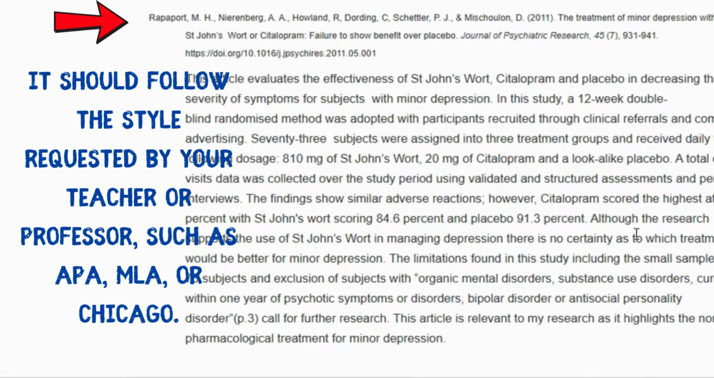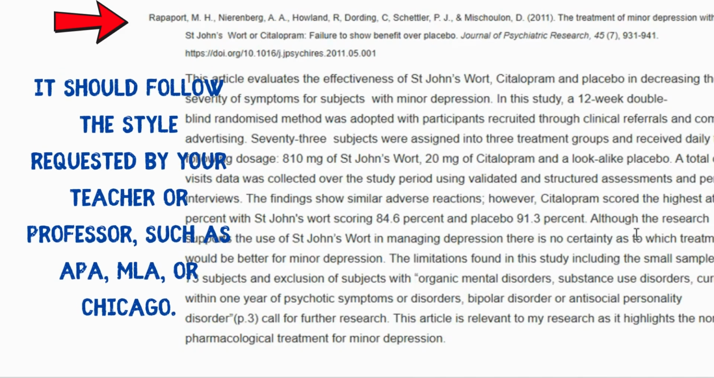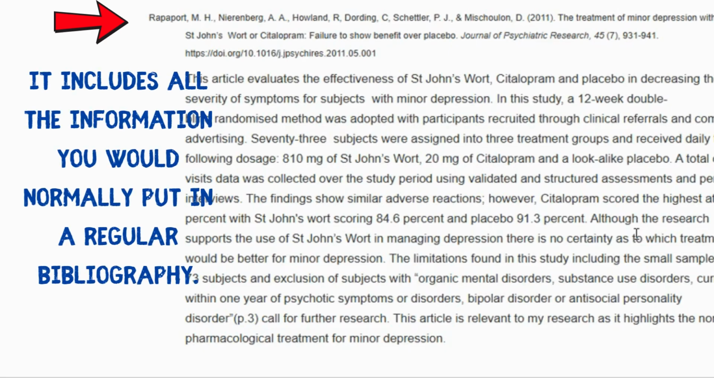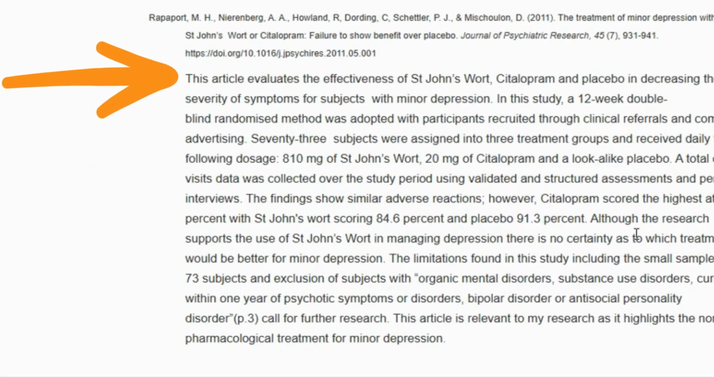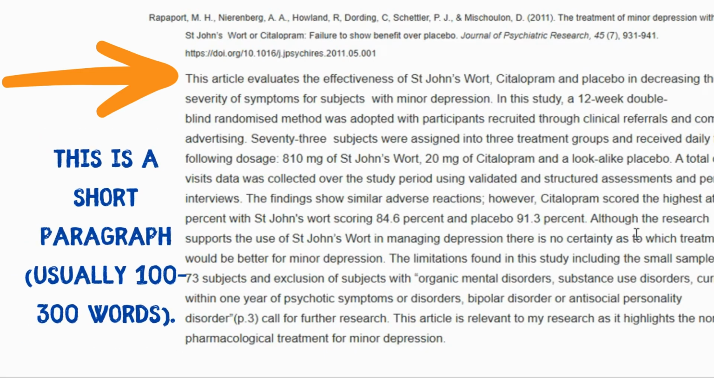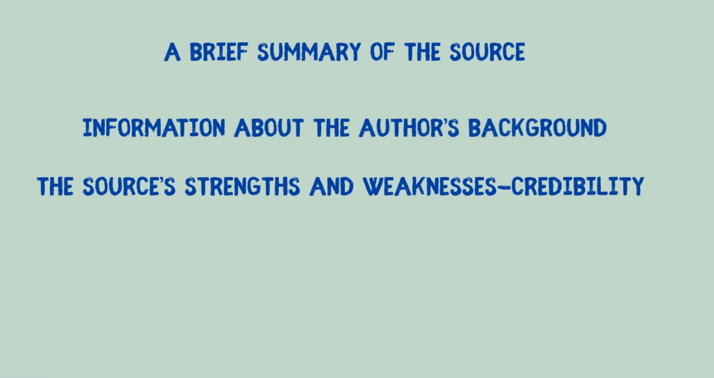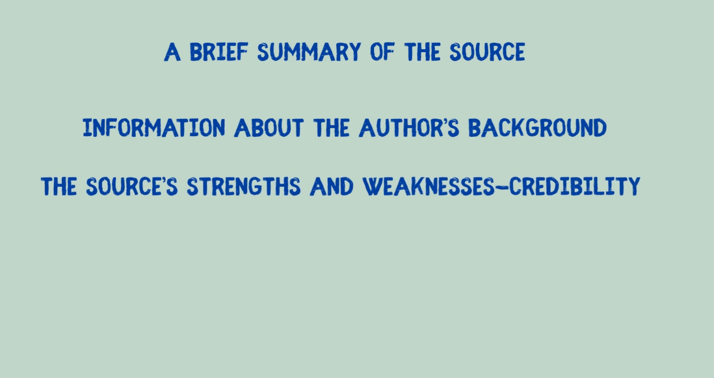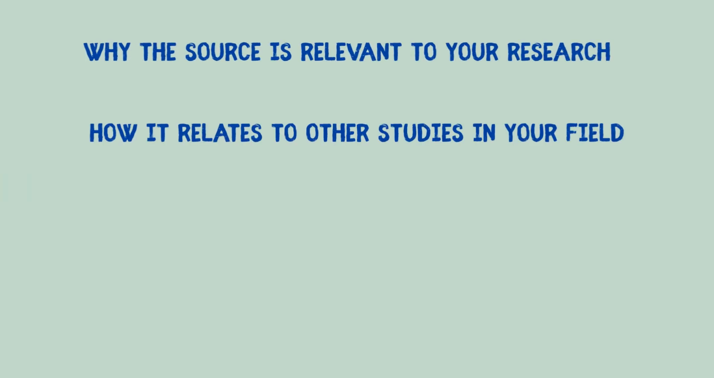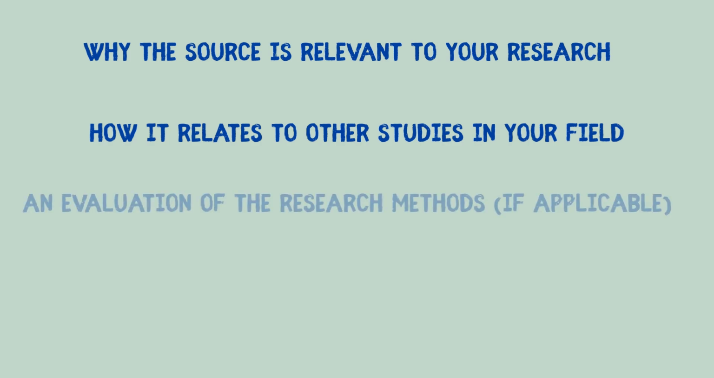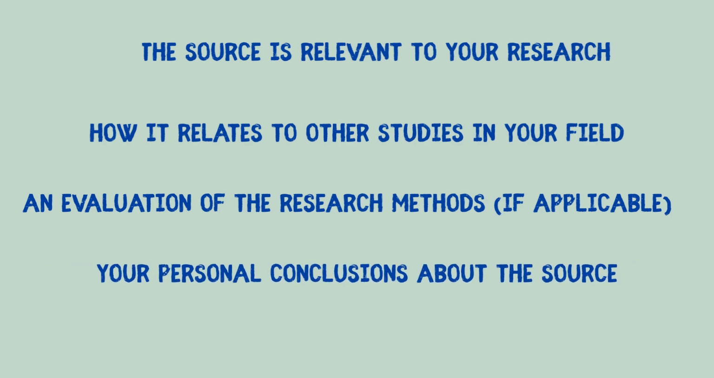It should follow the style requested by your teacher or professor, such as APA, MLA, or Chicago. It includes all the information you would normally put in a regular bibliography. Two, annotation. This is a short paragraph, usually 100 to 300 words. It can include a brief summary of the source, information about the author's background, the source's strengths and weaknesses, credibility, the conclusions of the study or text, why the source is relevant to your research, how it relates to other studies in your field, an evaluation of the research methods, if applicable, and your personal conclusions about the source.